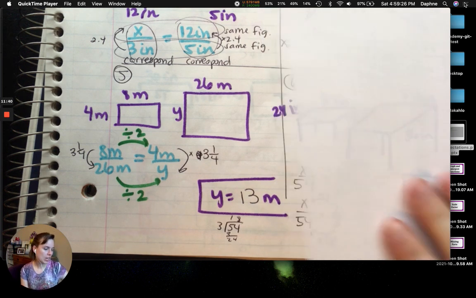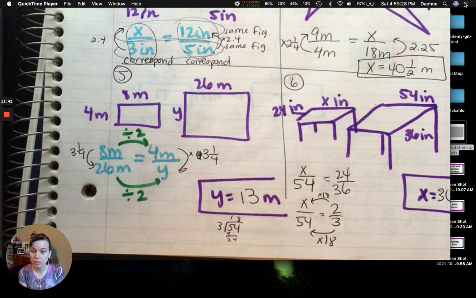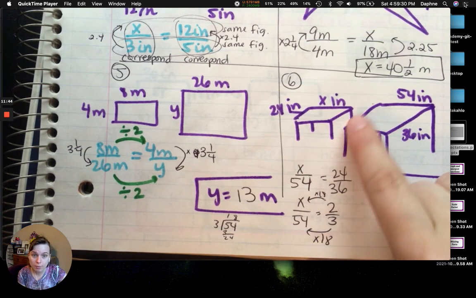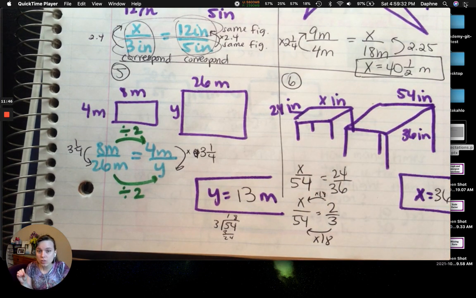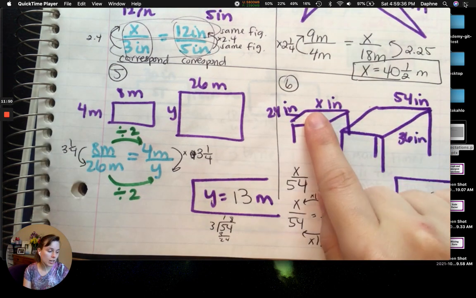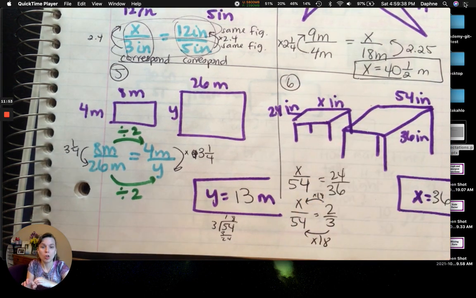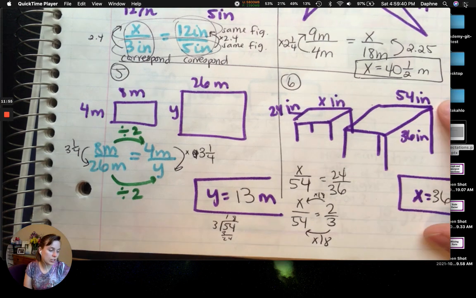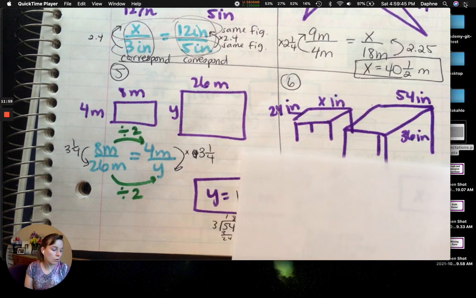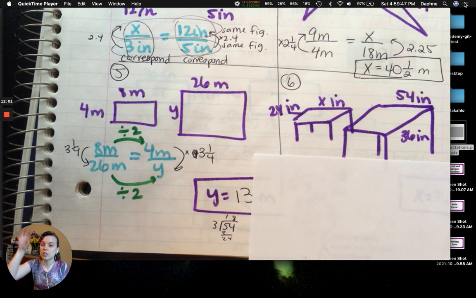All right. Last example. These are tables. So they have little legs behind them. So you have 4 legs on each of our tables. The tables are rectangular. So I have a 24-inch dimension, an X inches. I don't know how long it is. And then I have a 36-inch dimension and a 54-inch dimension. Knowing that, can you make a proportion that corresponds, same figure, same figure?